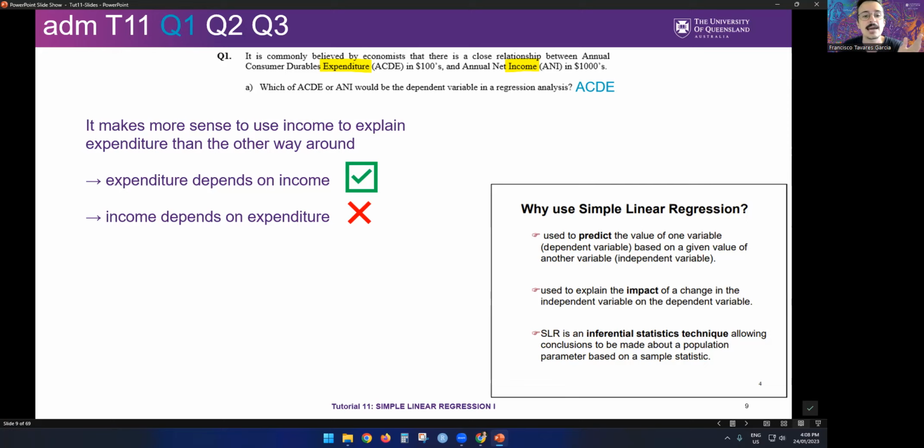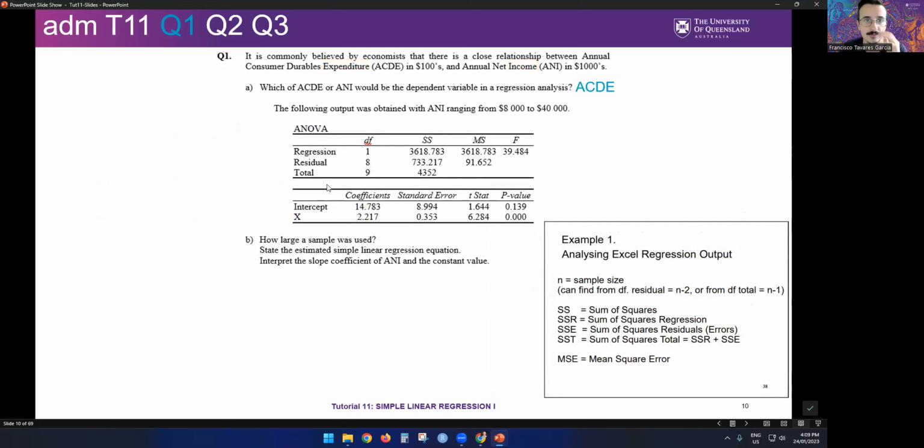So having expenditure as the dependent variable makes more sense. So consumer durables expenditure is the dependent variable. The independent variable would be the annual net income. All right, let's keep going.